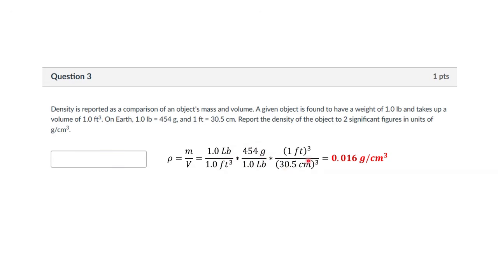A second conversion factor then gets rid of cubic feet in the denominator by placing it in the numerator of my conversion factor that says 1 foot is equal to 30.5 centimeters. And I'll be left with centimeters in the denominator, and we cube that because we have centimeters cubed and foot cubed. So foot cubed cancels with foot cubed. And the answer I'm left with is in units of grams per centimeter cubed, and to two significant figures, that would be 0.0, that's a placeholder, 16, two significant figures.